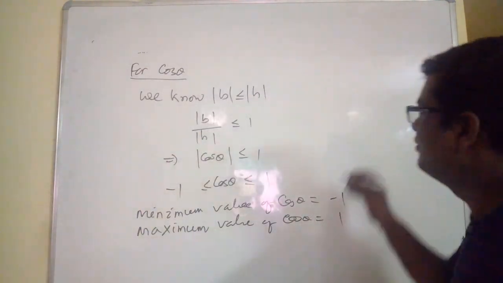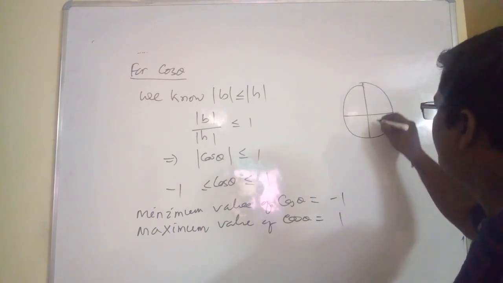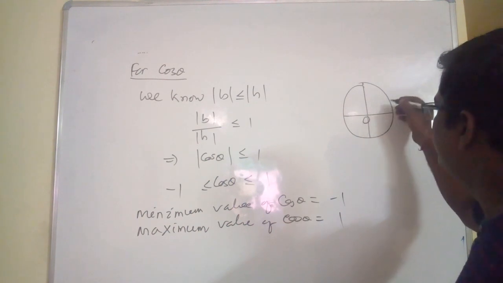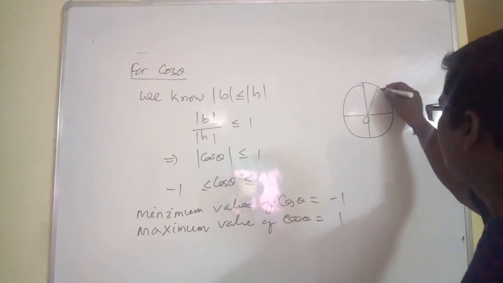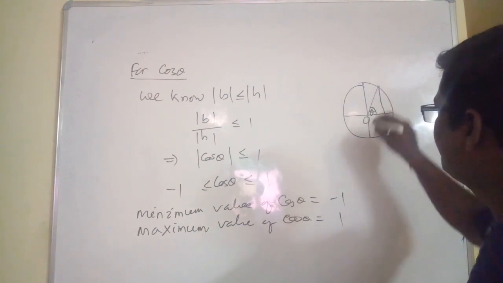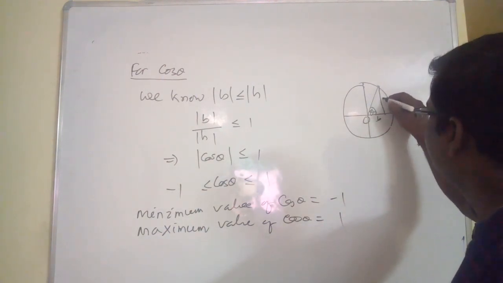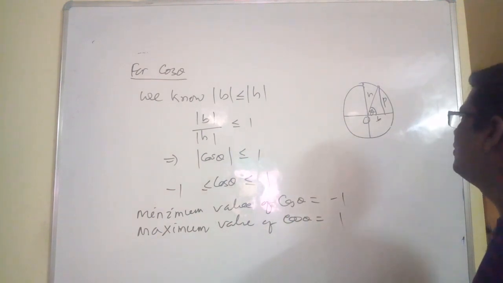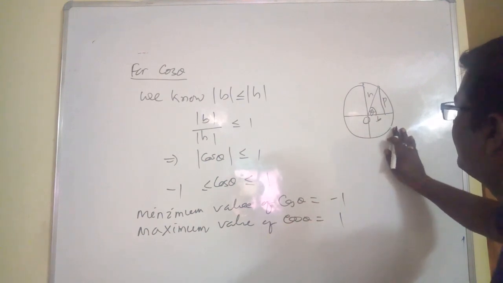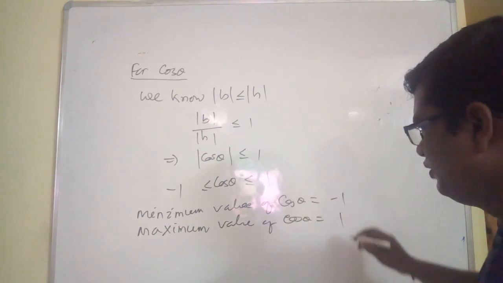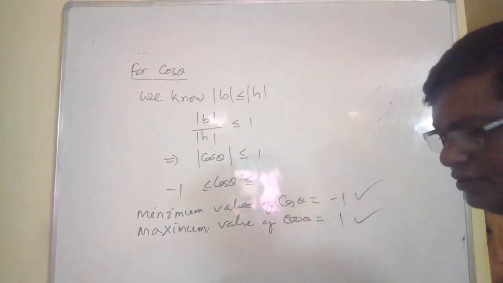Same argument here. Suppose this is a circle and this is the center, and this is theta, right? This is theta and this is theta. Clear? If this is B and this is P and this is H. If theta is equal to 90 degrees, then H is equal to B. Clear? So the minimum value of cos theta is equal to minus 1, and the maximum value is plus 1.